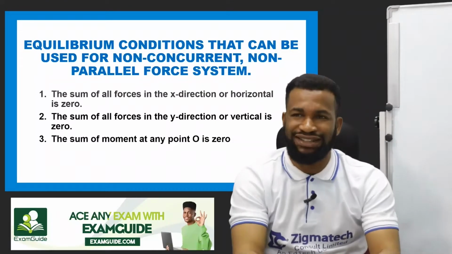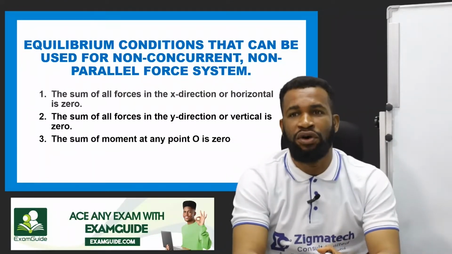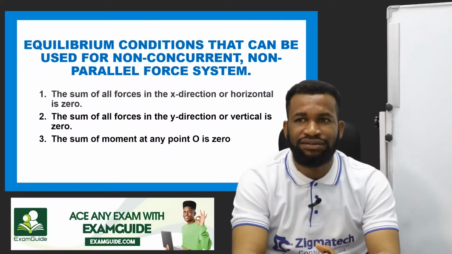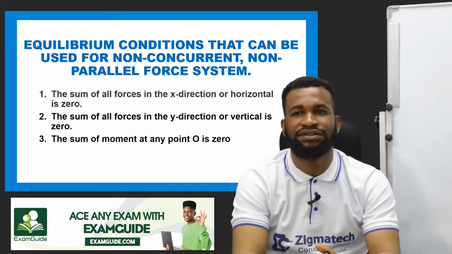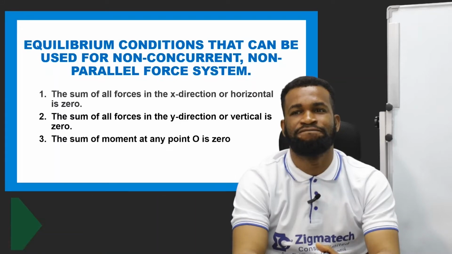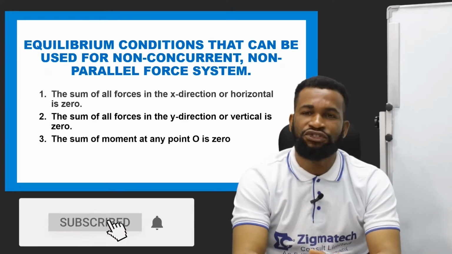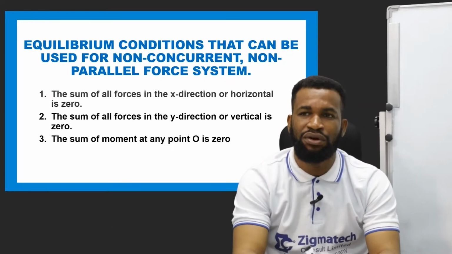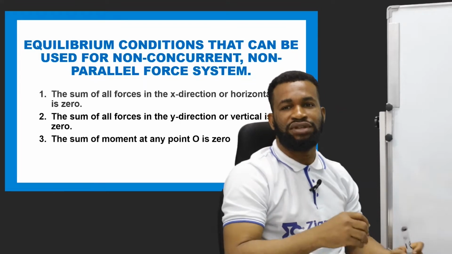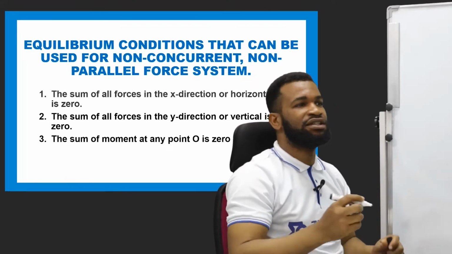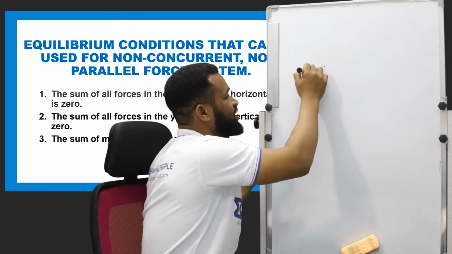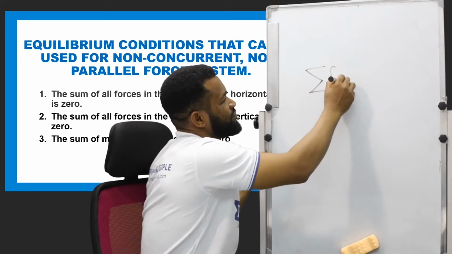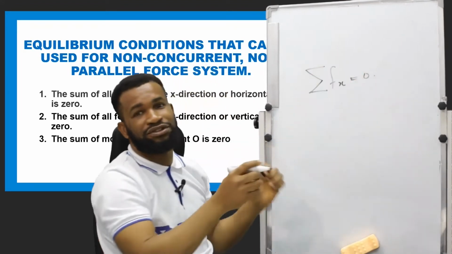Equilibrium conditions that can be used for non-concurrent, non-parallel forces. Number one, the sum of all forces in the x direction, or horizontal direction, is 0. Look at this. I know you have always seen this. This is very confusing, right?